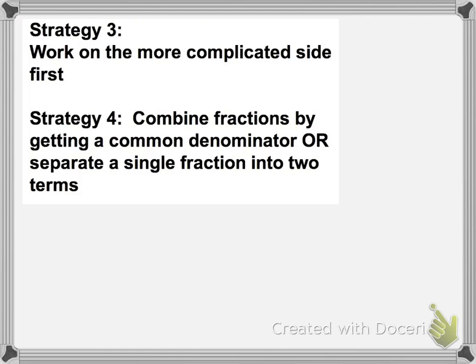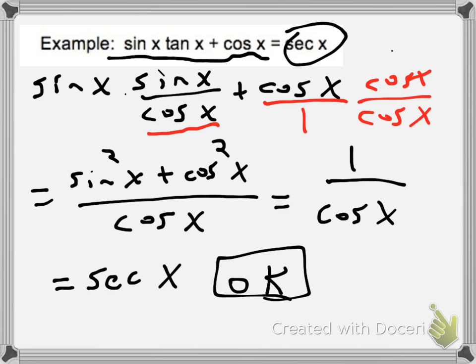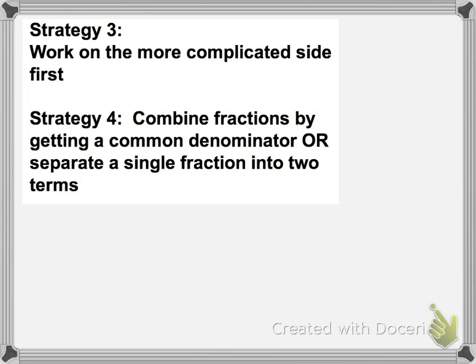And so, a couple strategies that we've been working with here on the last couple of problems. Generally, it's easier to work on the more complicated side first because there's more stuff to do there. If we go back to this one, and if I tried working with secant of x, there's not really a lot I can do with secant of x. I mean, I know it's 1 over cosine, but that's about it. There's definitely a lot more things to do on the left-hand side.